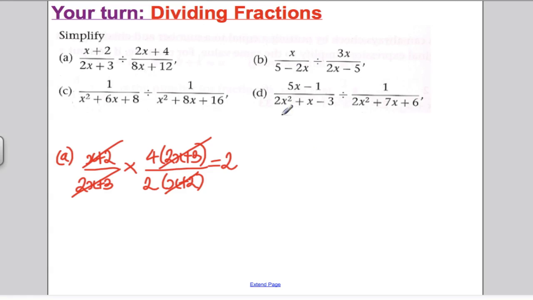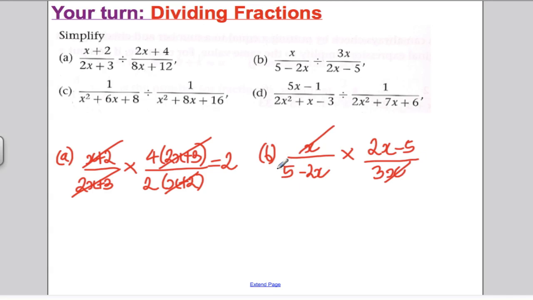This one here, let's factorise and do it at the same time. It would be x over 5 minus 2x multiplied by 2x minus 5 all over 3x. That x goes with that x. Now you should remember from video 1, this here, 5 minus 2x, is the negative of 2x minus 5. So this divided by this is actually just minus 1. And minus 1 over 3 is just minus a third.